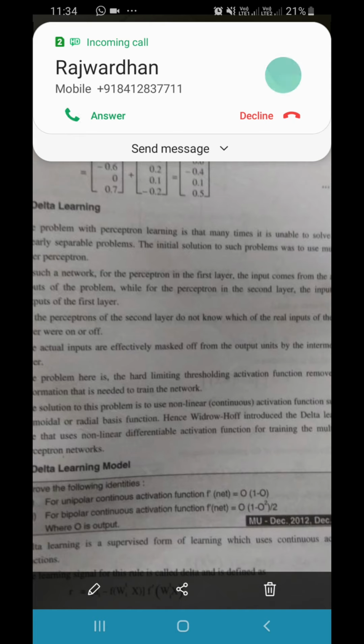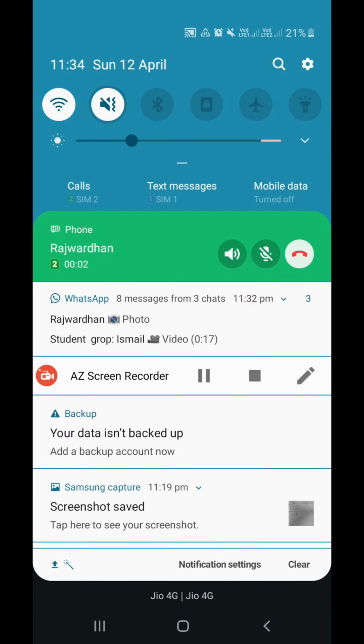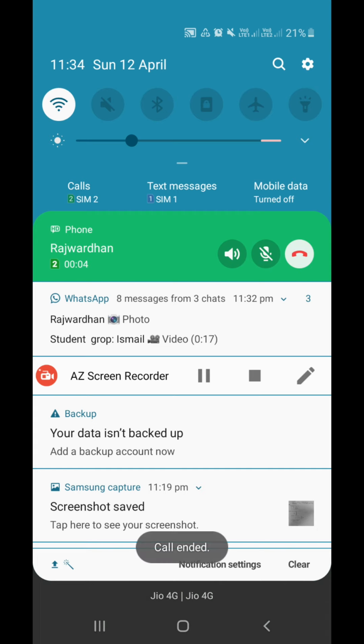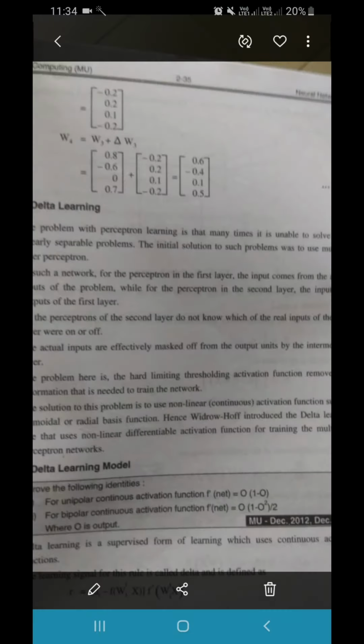So we have found this W4, and here we have to stop. We just have to follow this simple step. Perceptron learning is done.